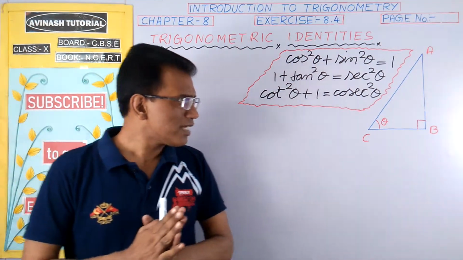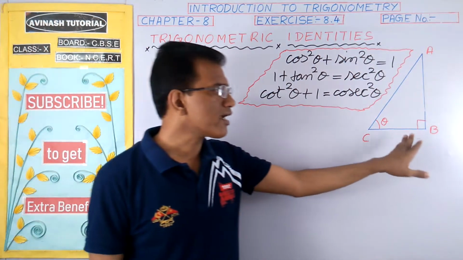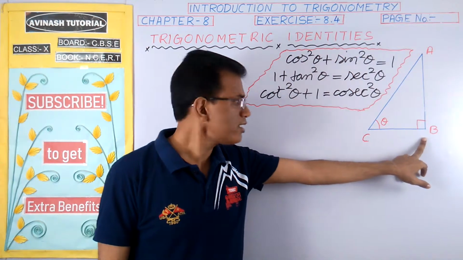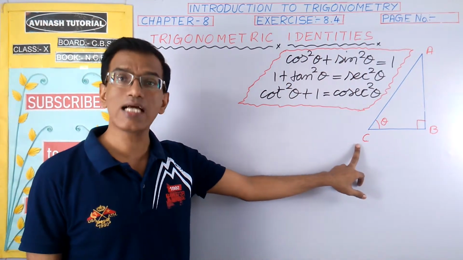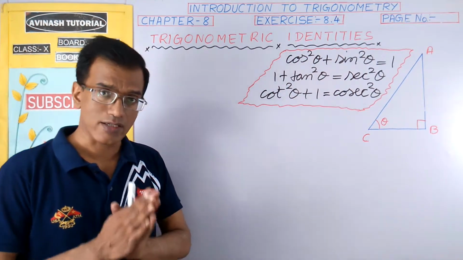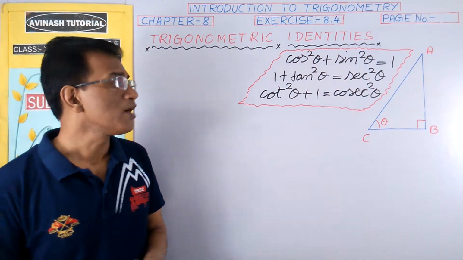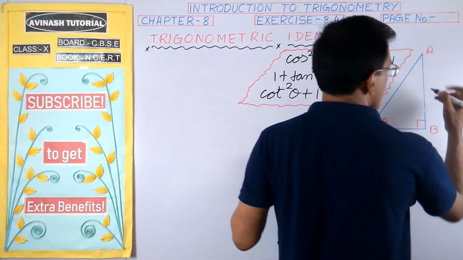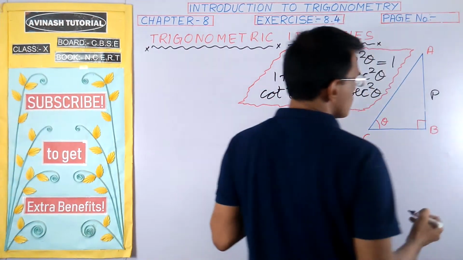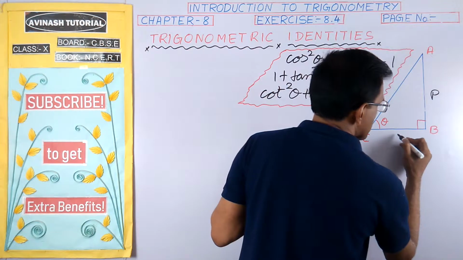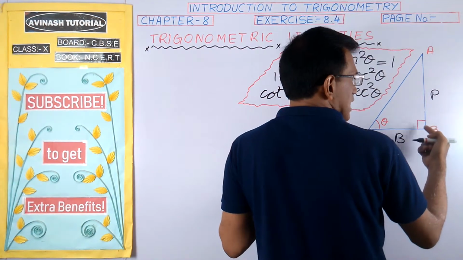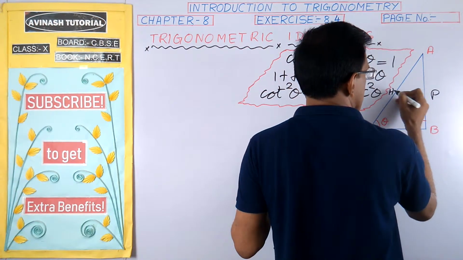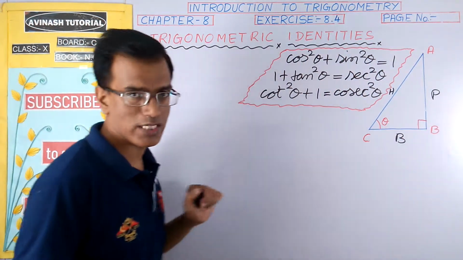In order to explain this, I have drawn a right triangle over here. As you can see, here angle B is 90 degrees. I have taken angle C as theta. And now you might know that the side just in front of theta is called perpendicular. So AB is the perpendicular, BC is the base, and the side just opposite to 90 degrees is called hypotenuse. So AC is the hypotenuse.